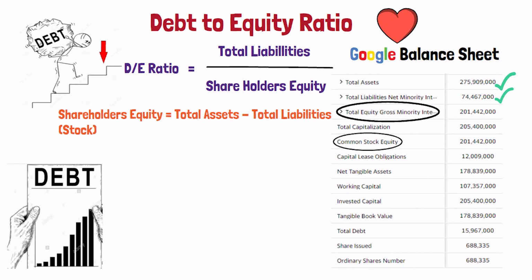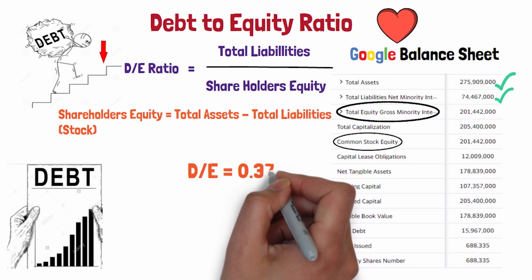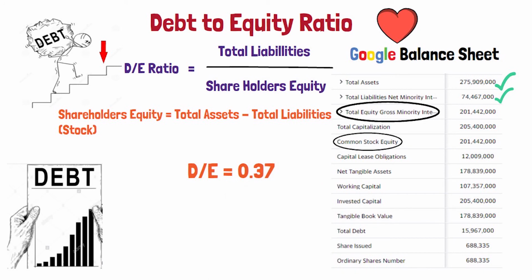Knowing the shareholders' equity and the total liabilities, we can find the DE ratio. We can find it by dividing the total liabilities by the shareholders' equity. This way, we see that Google's DE ratio is only 0.37. For context, Google has one of the best DE ratios in the whole industry.